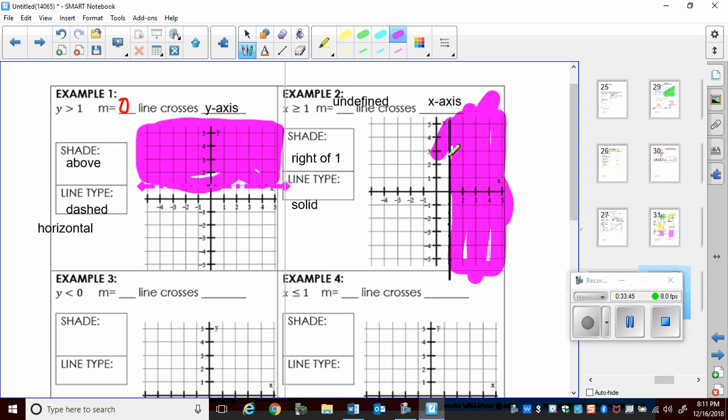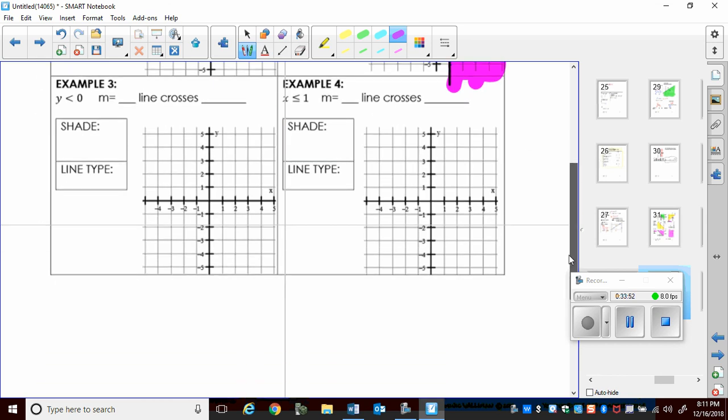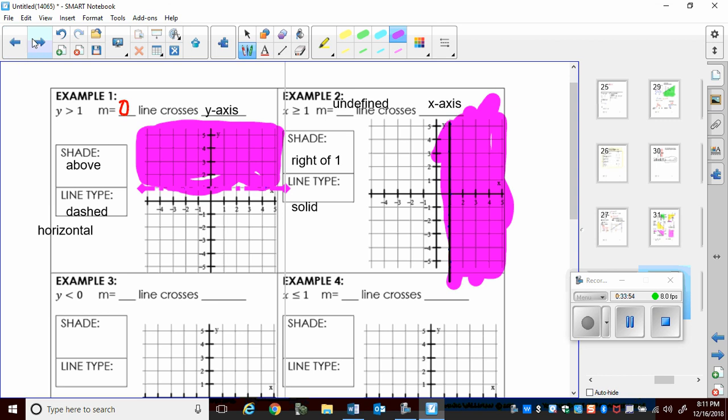And I do shade the line itself. All right. Examples 3 and 4, you're going to do yourself.